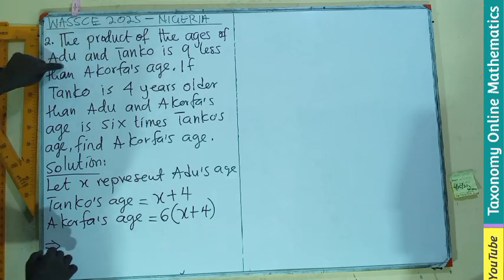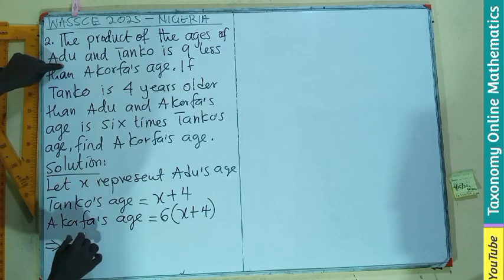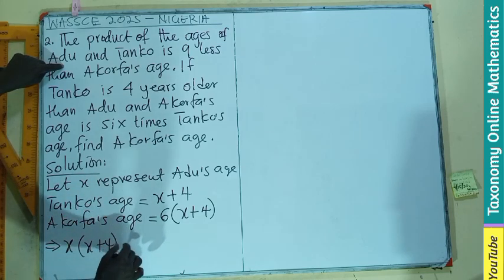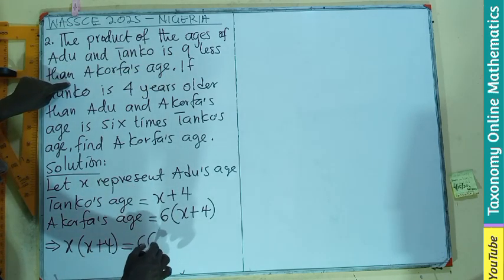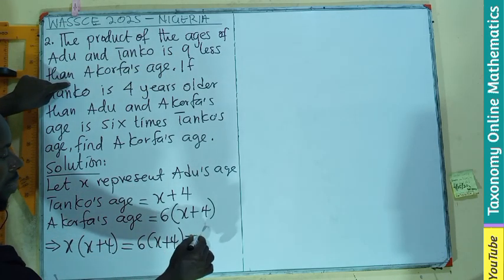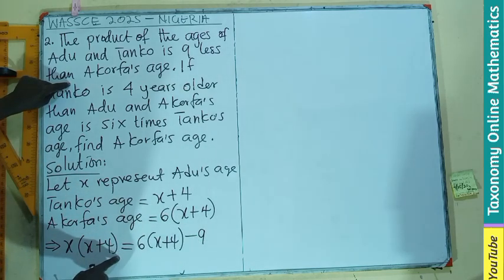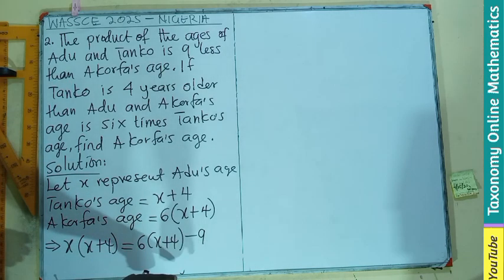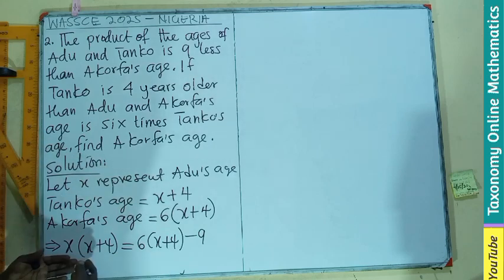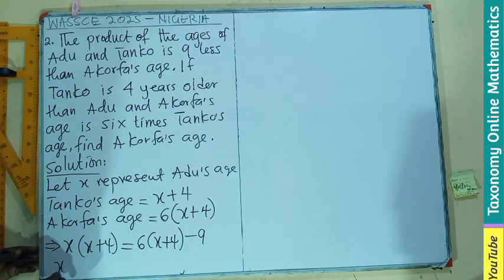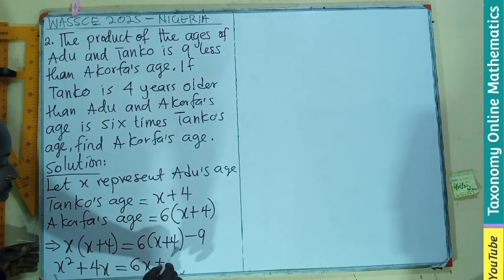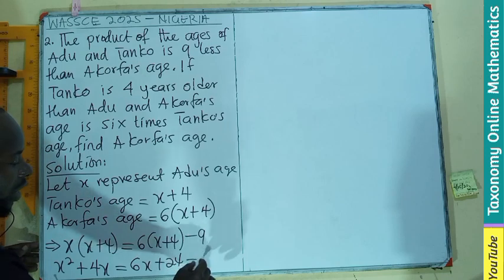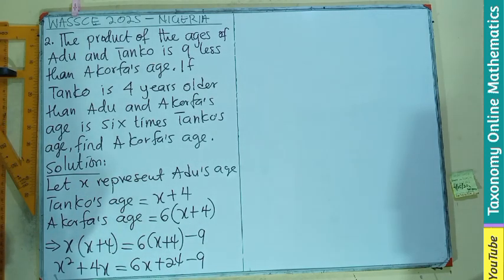Now we are saying the product of the ages of Tanko and Edu. So this implies that the product of X and X plus 4 is equal to 9 less than Akofe's age, which is 6(X plus 4) minus 9. Or 9 plus this will be equal to that of what? Akofe's age. So this becomes a quadratic equation. We can expand: x times x, x squared; x times 4, 4x; 6 times x, 6x; 6 times 4, 24; then minus what? 9.